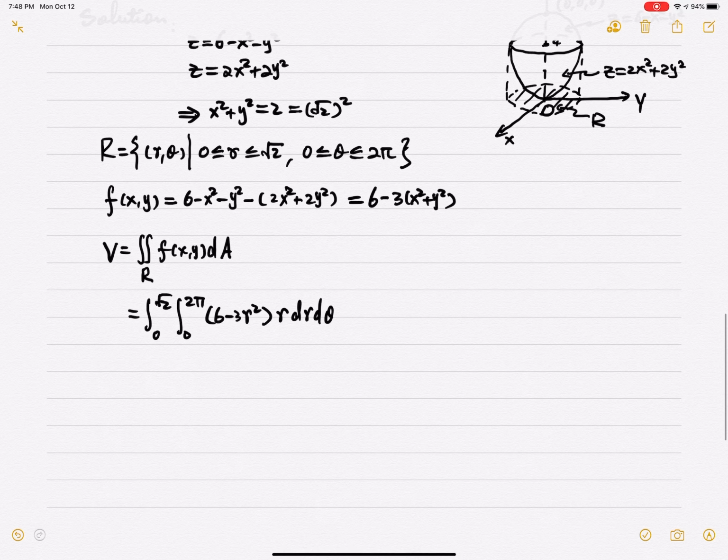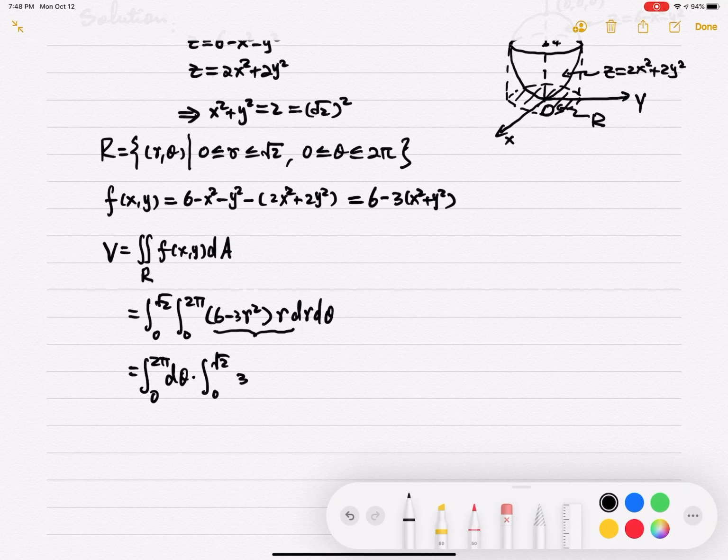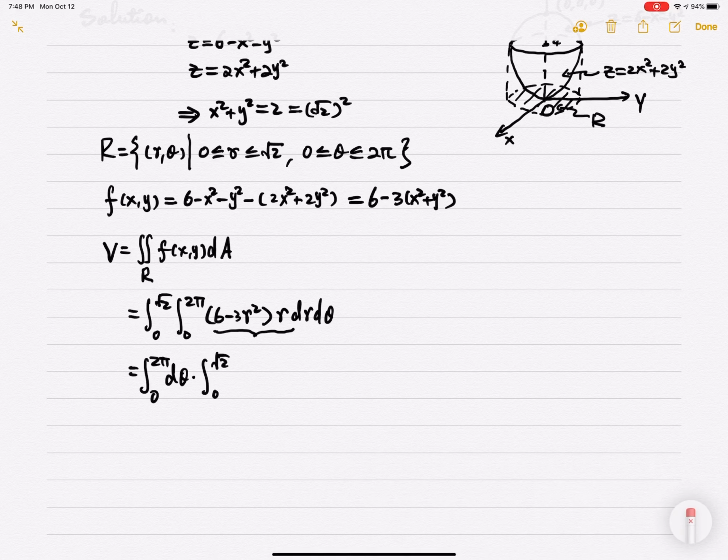Okay, now you see this has nothing to do with theta. So that means you can say this is the integral from 0 to 2 pi d theta times the integral from 0 to root 2 of 6r minus 3r cubed. Okay, I'm going to do one more step. So here is 6r minus 3r to the third dr.